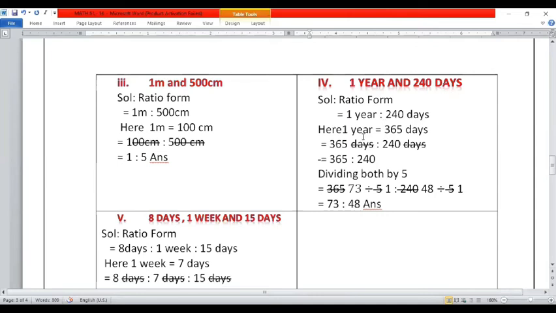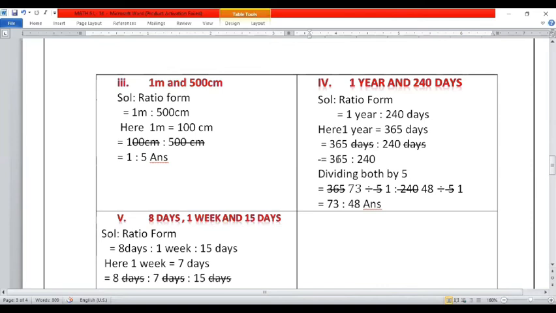So dear students, I will replace the 1 year by 365 days, ratio 240 days. And here days cancel with each other. 365 and 240, I will divide both values by 5. 5 can divide 365, 73 times. How? On 36, table of 5, 7 times.